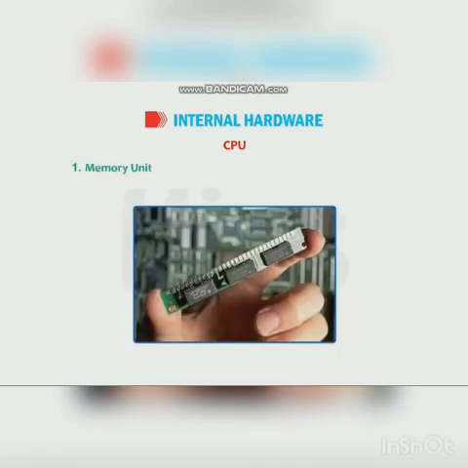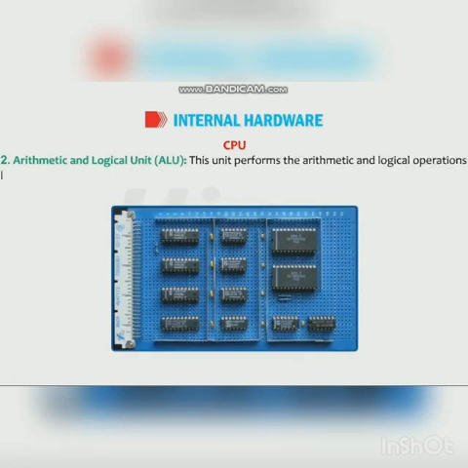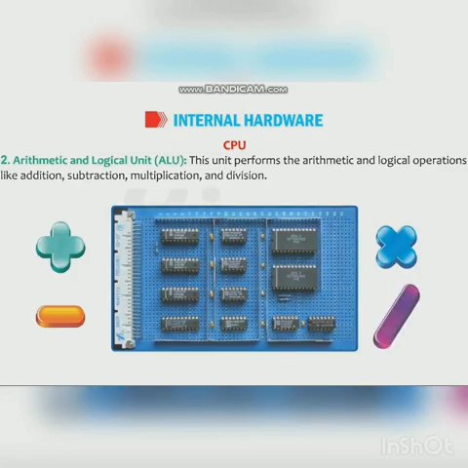Number 1. Memory unit, MU. It is the principal storage of the computer. It stores both data and instructions when entered. Number 2. Arithmetic and logical unit, ALU. This unit performs the arithmetic and logical operations like addition, subtraction, multiplication, and division.